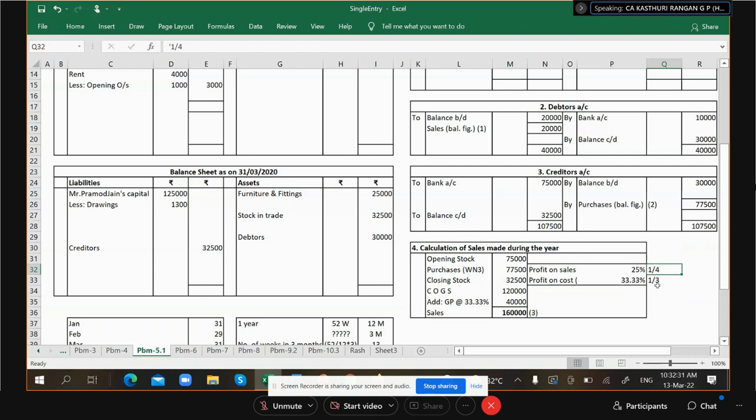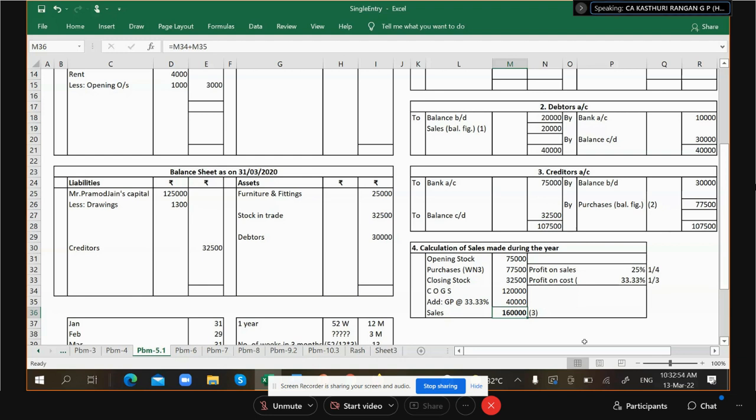See, 1 by 4, profit on sales. 1 by 3, profit on cost. So 120 in 1 by 3 is 40. That is gross profit. Therefore, total sales is 1,60,000. Now you know what is total sales. You know what is credit sale. Can you find the cash sales?